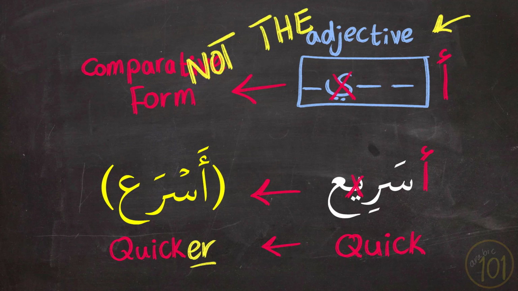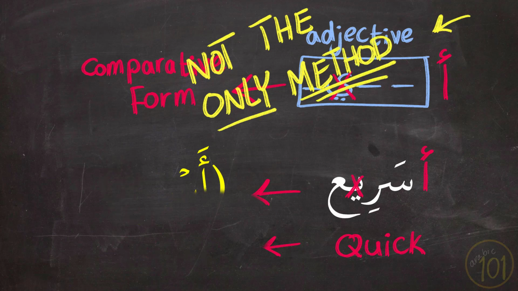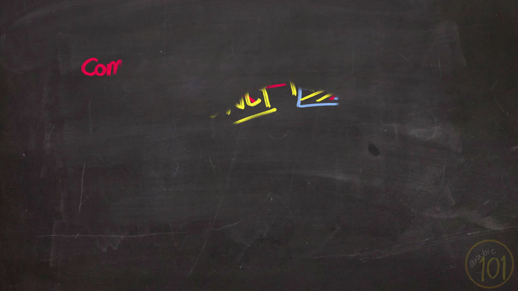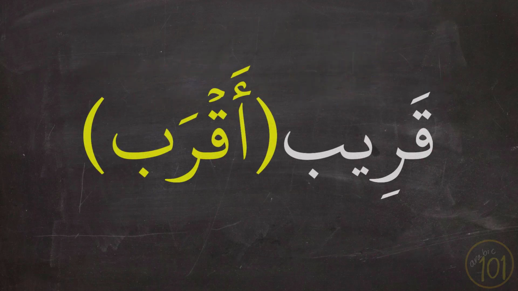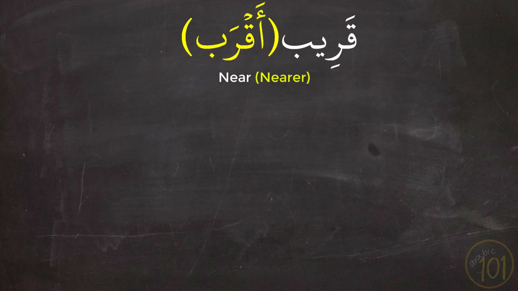Naturally, this is not the only way to derive comparative forms in Arabic, but it is the most frequent in the Holy Quran. That's why I included it in this list. So as we were saying, qarib means near and aqrab means nearer. And we see them used in context in the Holy Quran in these examples.